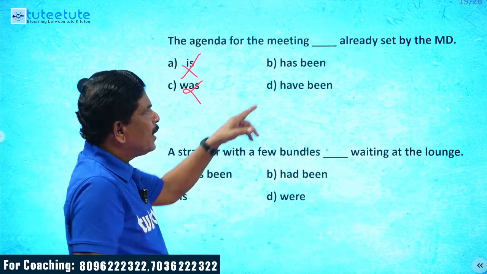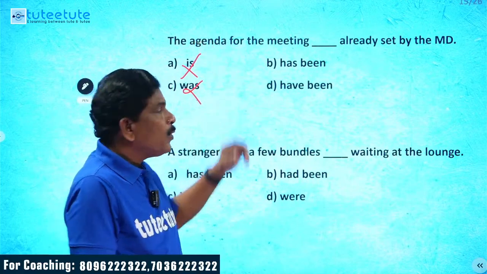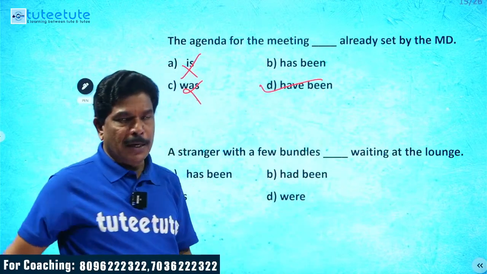The agenda for the meeting is wrong. Was is again wrong. Then we have the choice between has been and have been. Agenda being plural must be followed by have been.